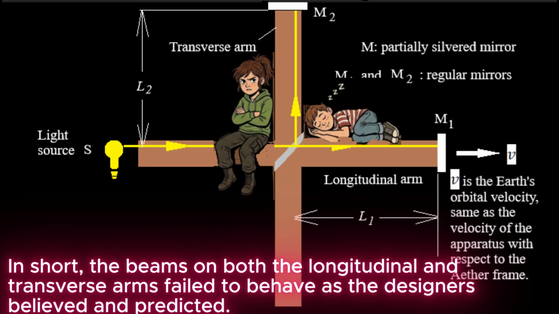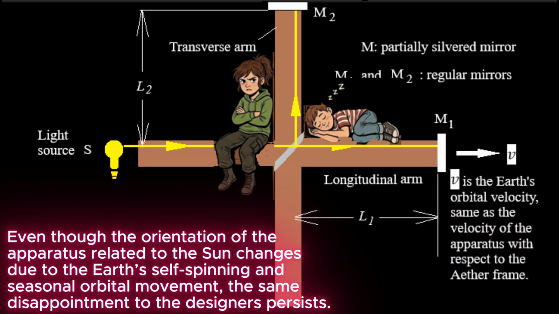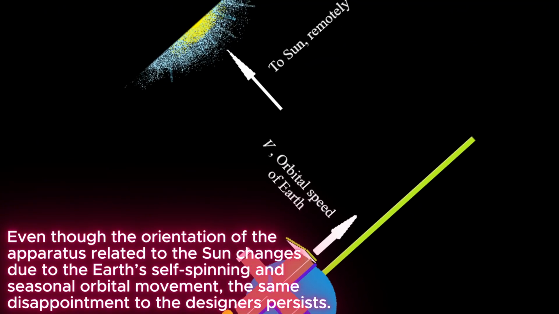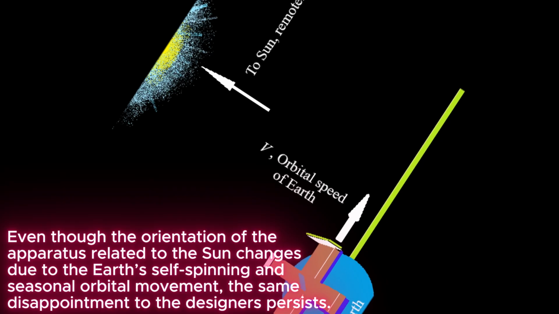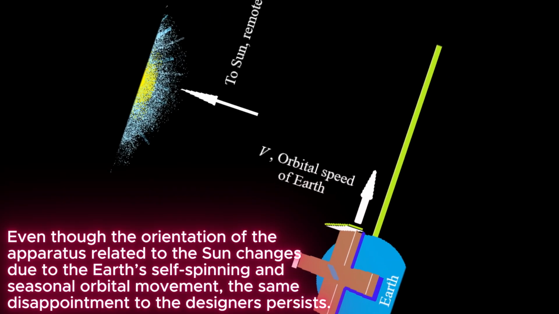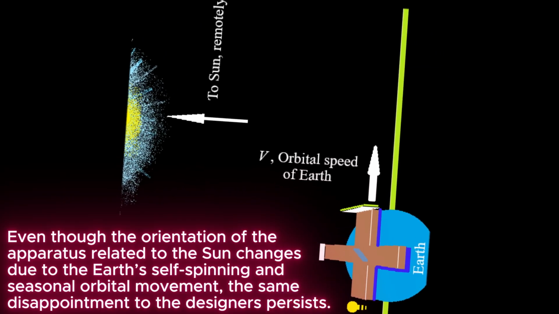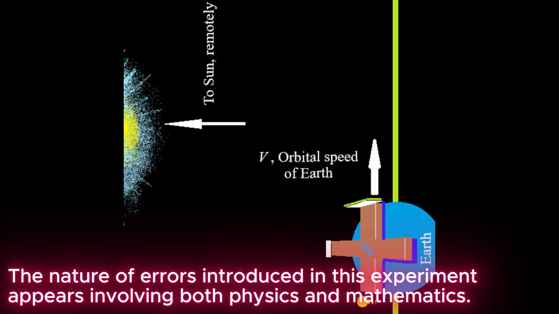In short, the beams on both the longitudinal and transverse arms failed to behave as the designers believed and predicted. Even though the orientation of the apparatus related to the Sun changes due to the Earth's self-spinning and seasonal orbital movement, the same disappointment to the designers persists. The nature of errors introduced in this experiment appears involving both physics and mathematics.